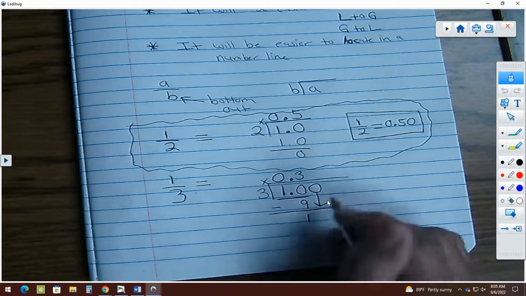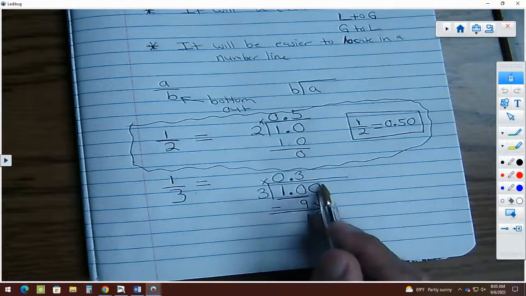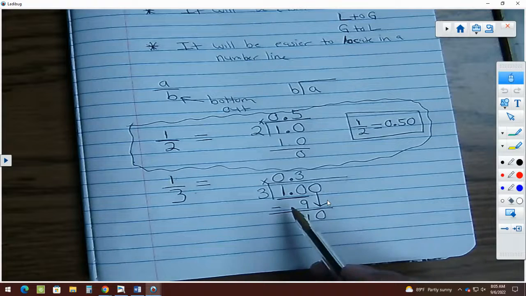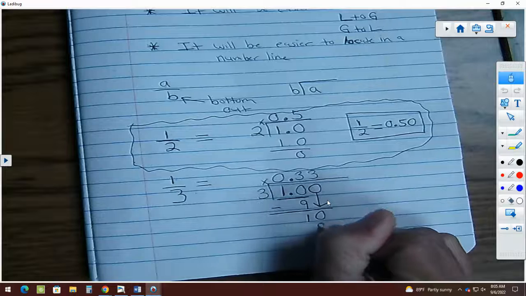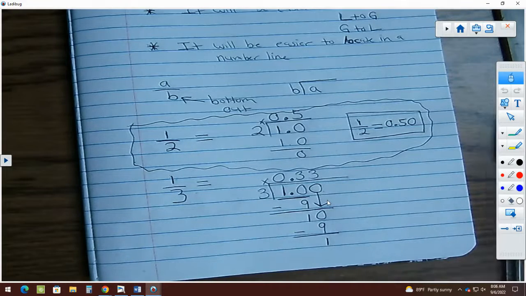0 comes down. Now we have a what? A 10. 3 times what gives me 10? 3 times 3 gives me 9. And 1 again. What do you notice already? Yeah, it's repeating. 10, 9, 10, 9. So guess what's going to repeat up here? 3, 3, 3. We can stop now because it looks like money.